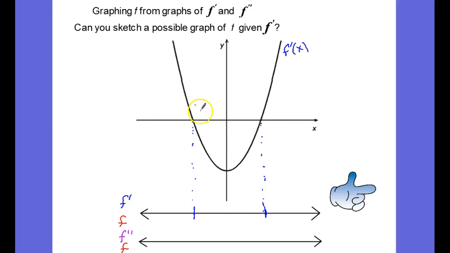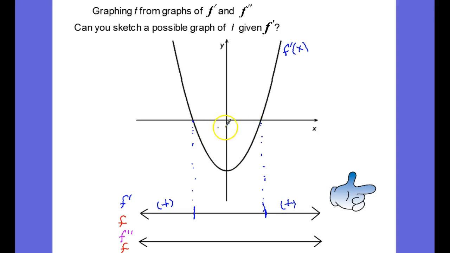So if you notice, this is a graph of f prime, and f prime is above the x-axis to the left of this critical point. What does that mean? It means that it's positive. So I'm going to put a plus right here. Where else is it positive? Well, it's positive to the right of this critical value. That's where f prime of x is above the x-axis. So I'll put a plus right here.